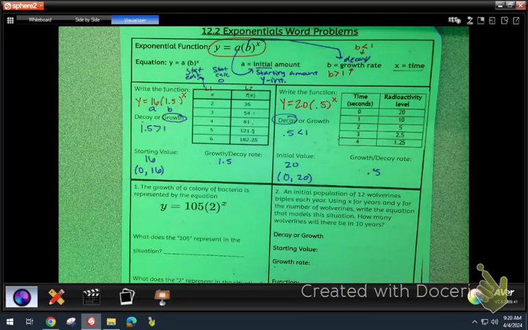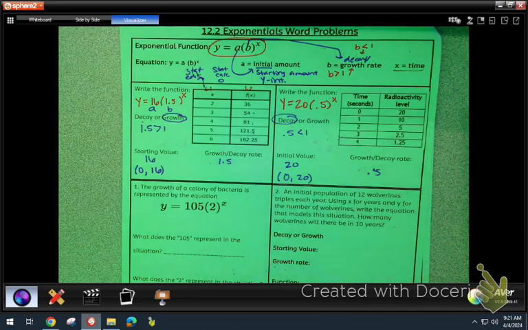You need to be able to do a couple of things here. Number one, write the equation based off of the story. You need to be able to interpret from an equation like number one. And then you also need to be able to make future predictions. A lot of this is done in your calculator. These are word problems, though. You do have to read. So let's look at the first one.